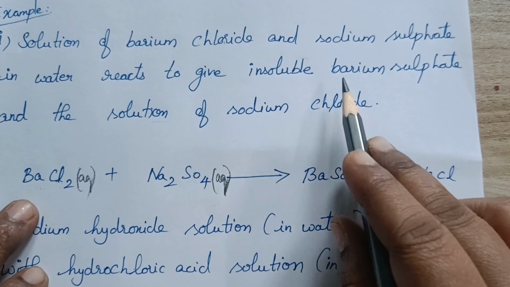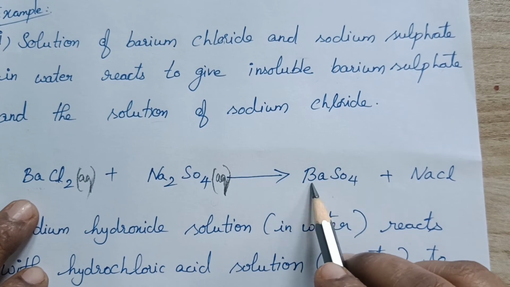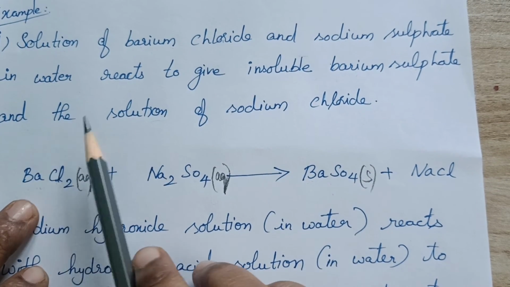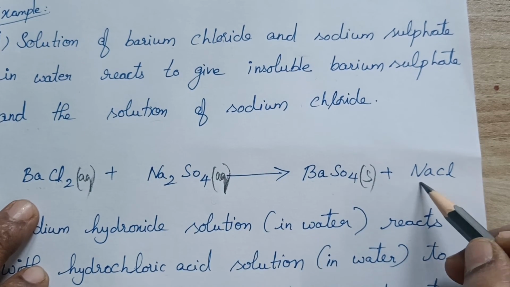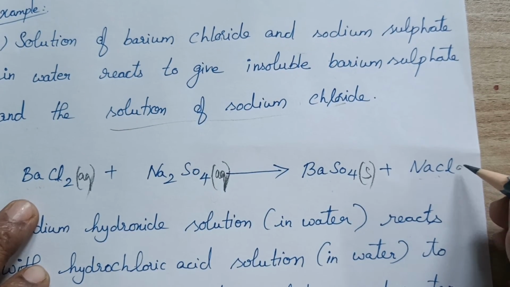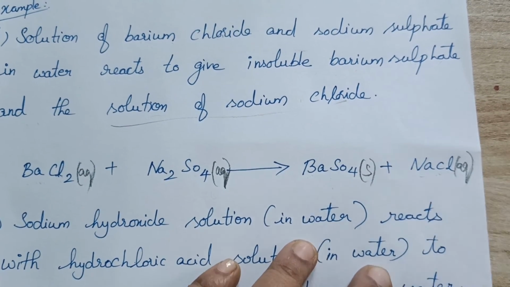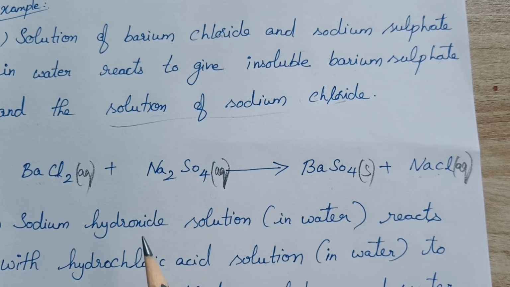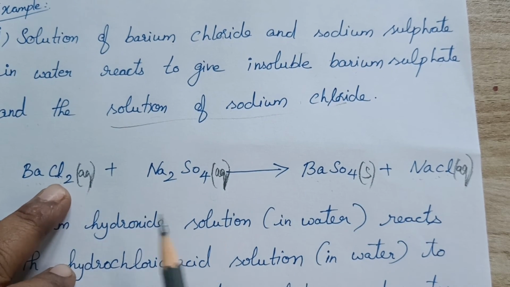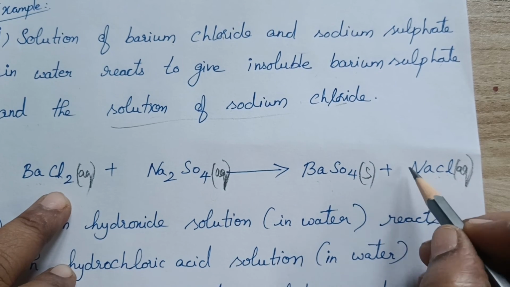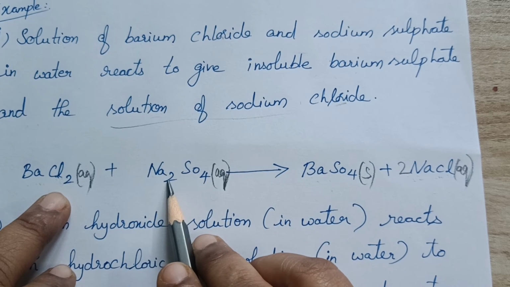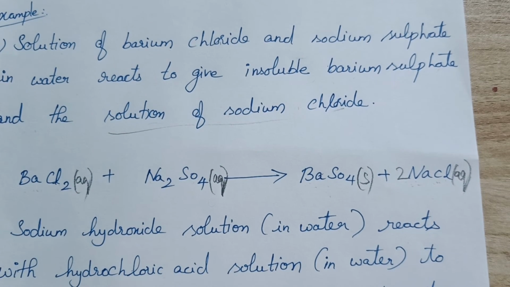Next, gives insoluble barium sulfate. Barium sulfate formula is this. Insoluble means it is a solid. And the solution of sodium chloride. Sodium chloride formula, you know that's NaCl. Solution of sodium chloride is also mixed in water, so this is also in the aqueous state. Okay. We'll check now whether it is balanced or not. 1 Ba, Cl2 here. On the reactant side 2 Cl is there, so we'll convert this into 2 Cl. Now the sodium became 2. Already 2 sodium are present here. On the reactant side SO4, SO4. Now it is balanced. Clear?